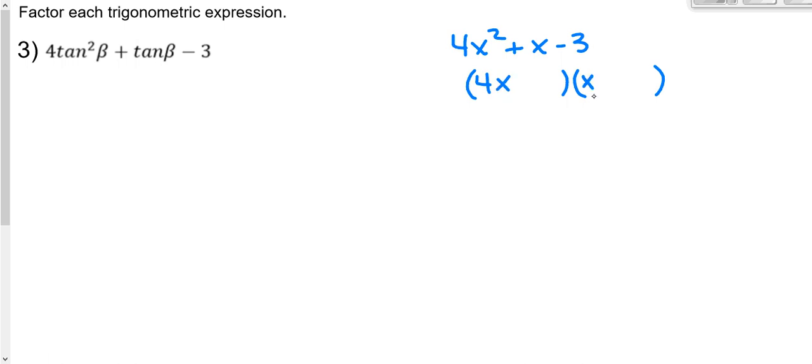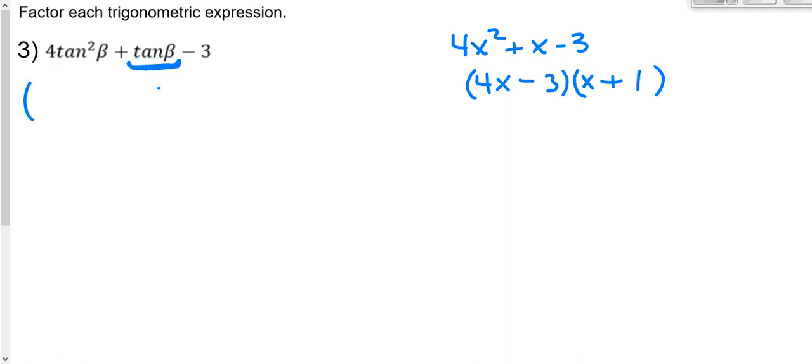Let's try 4x and x. Let's try 3 and 1. Let's try minus 3 and plus 1. Okay, those would be the factors if there was just an x there. But instead of an x there, there's a tangent beta there. Maybe you remember in the beginning of the year when we did factoring by substitution. So in this, you could think of this as substituting x in for tangent beta.